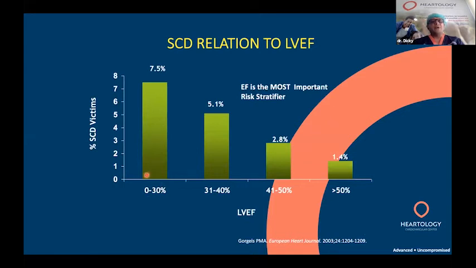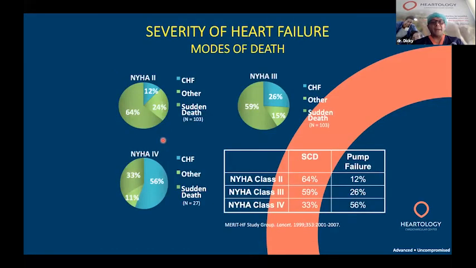You can see below 30% ejection fraction, the percent of sudden cardiac death is 7.5, which is the most important risk stratifier. And of course, in functional class 2, sudden cardiac death is the prominent cause of death, up to 64%, but in functional class 4, it is pump failure that is the prominent cause of death.